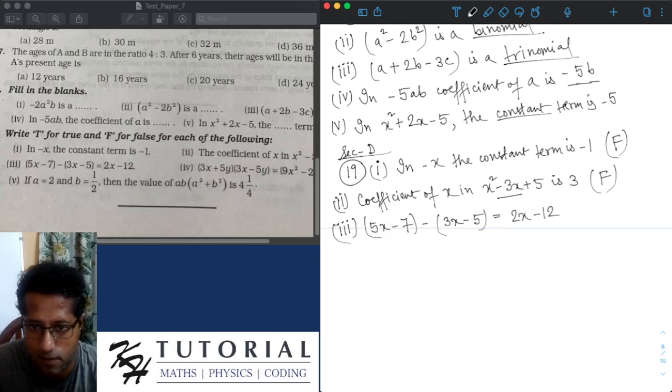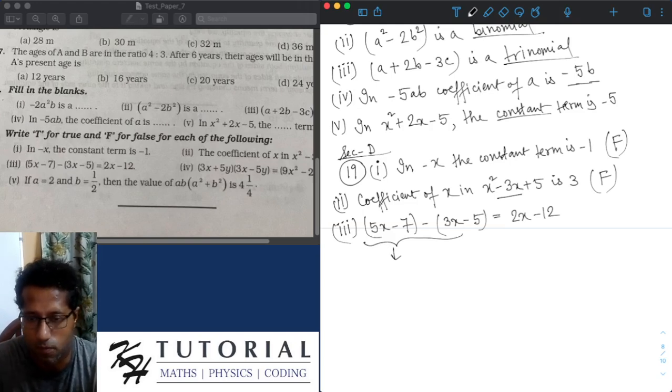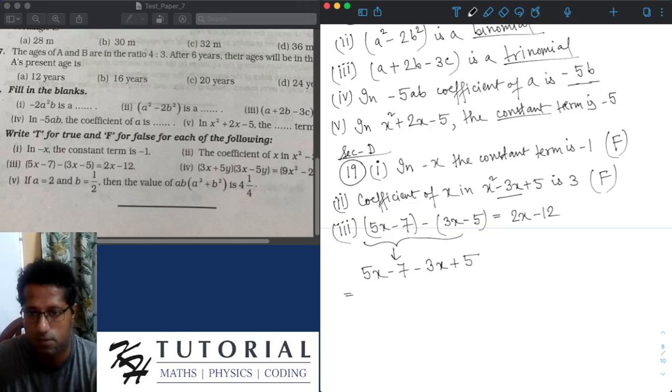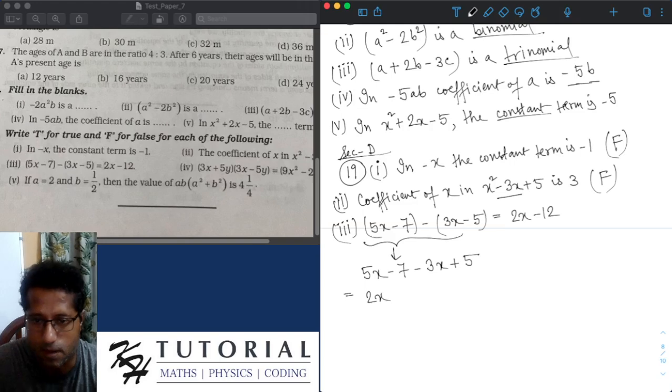So if we simplify this, we can open the first bracket without any problem because it has no negative sign in front of it. So this becomes 5x minus 7. But when we open the second bracket, it has a negative sign in front of it, so the sign of its terms will change. So it will be minus 3x plus 5. Now if we further simplify this by adding the like terms, 5x minus 3x is 2x, and minus 5 plus minus 7.